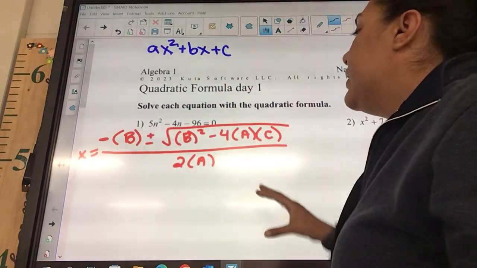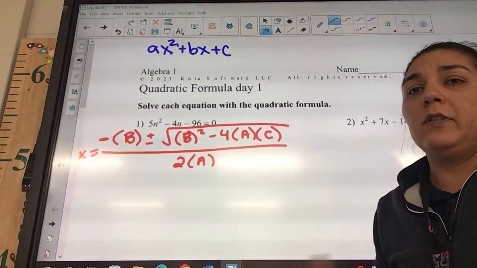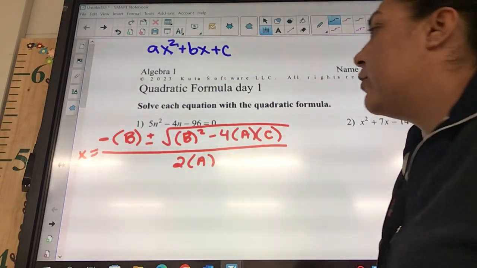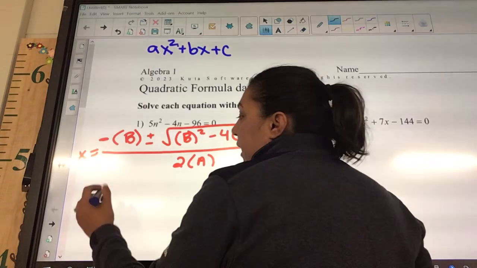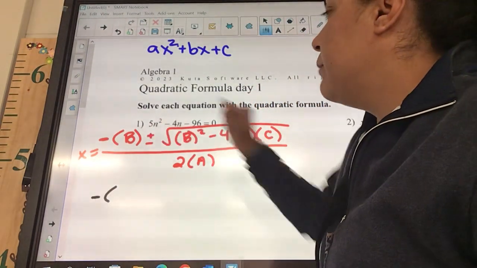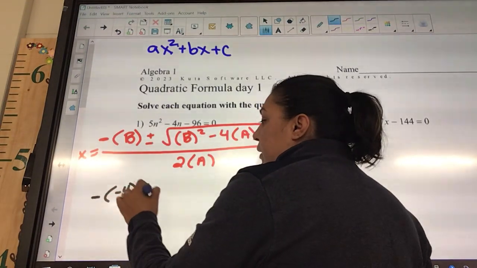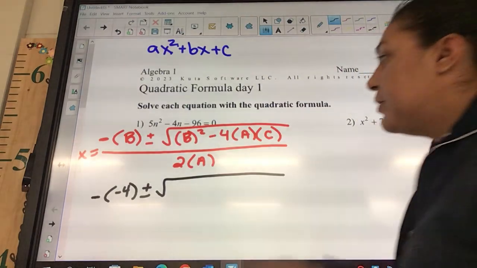Okay, so that is just the formula. I don't expect you to memorize it. Obviously, write it down for notes, and I will have you write it down for your test so you have it for notes. Okay, so we got the negative. The negative always goes there. Parenthesis. What is my B on number 1? My B is -4. Plus or minus, again, I'm just copying this formula.